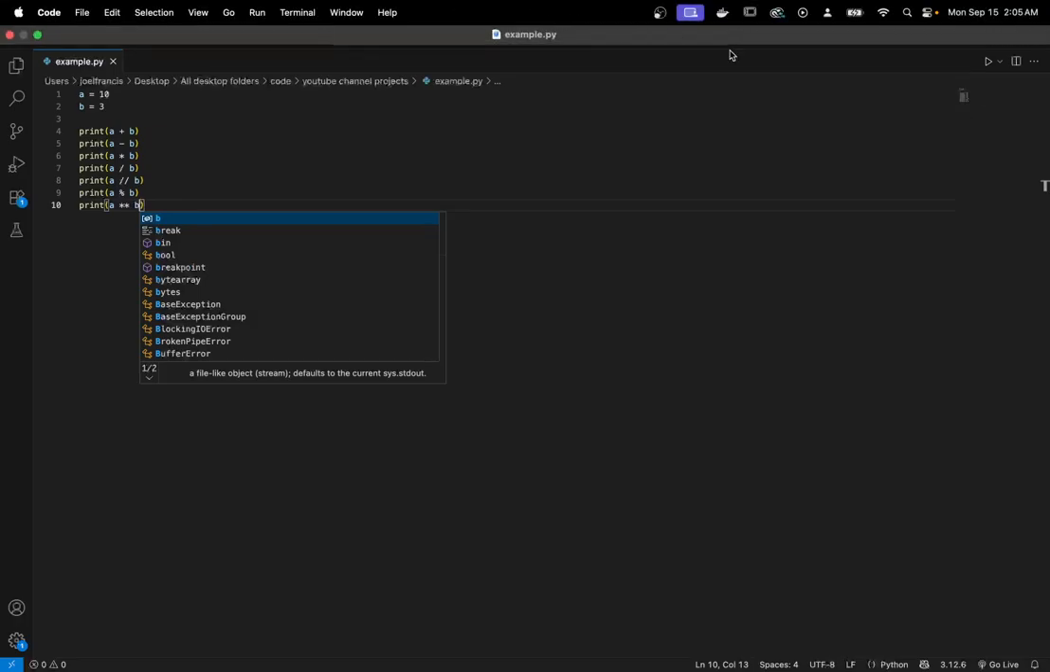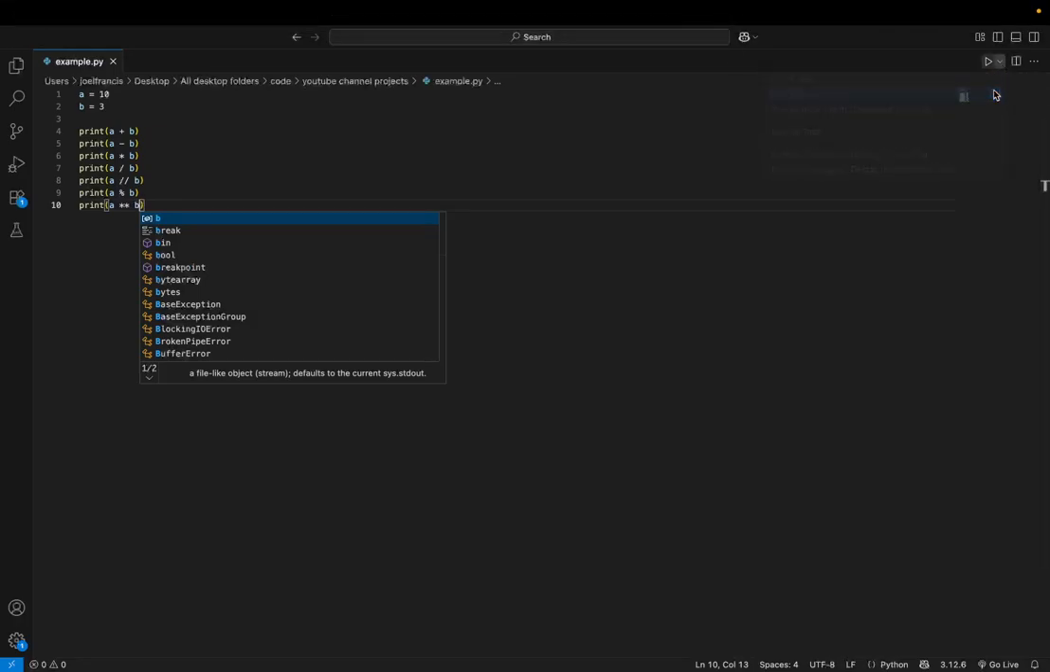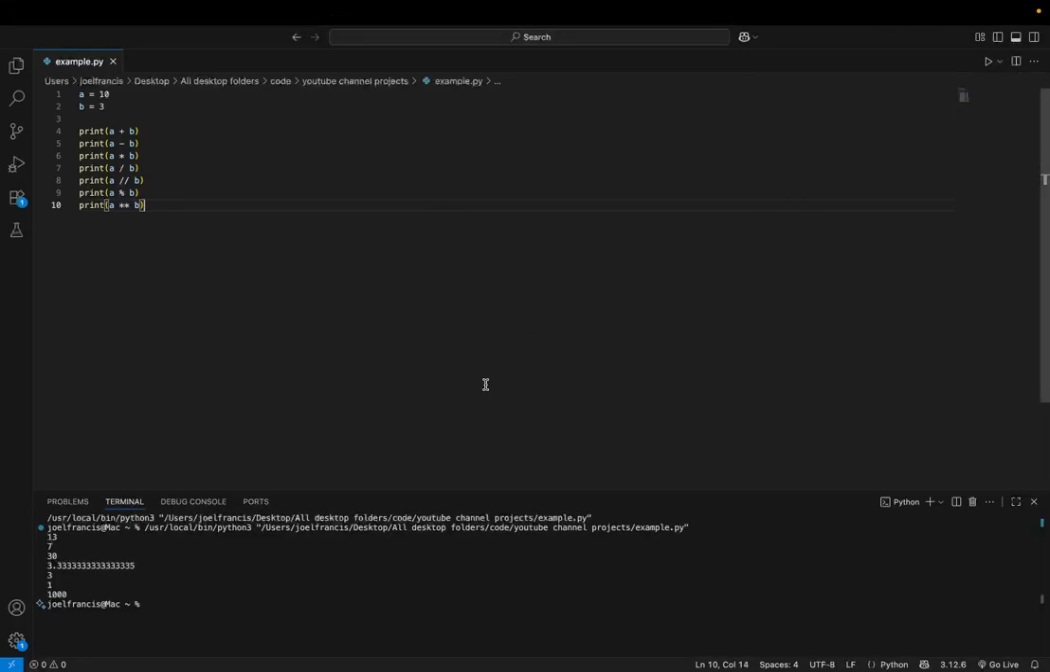Okay, let's run the code. So a plus b gives us 13. a minus b gives us 7. a times b gives us 30. a divided by b gives us 3.3 repeating, but it ends with a 5.